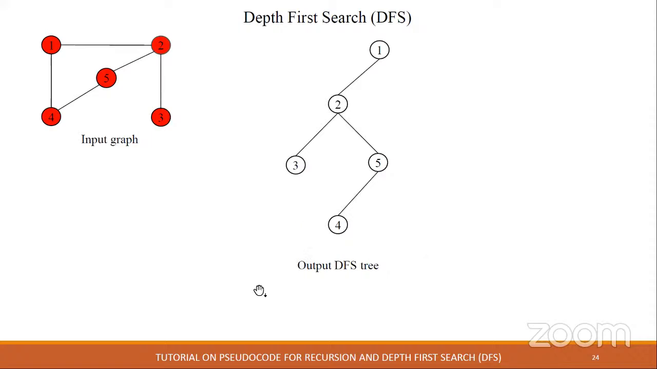Sir, what if I go from 1 to 4? Then the tree will look completely different, no? Yes. 1, 4, then below 4 there will be 5, below 5 there will be 2, below 2 there will be a 3. So it will actually be a straight line, right? That is also okay, sir. Yes, that is okay, no problem in that. But see, I'll tell you, depth first search can result in multiple correct answers.